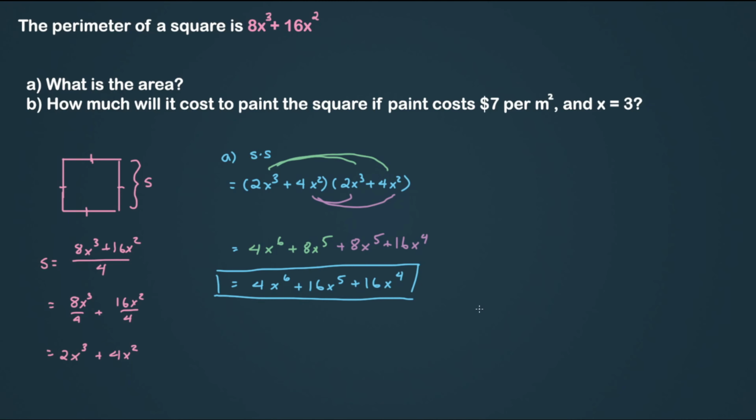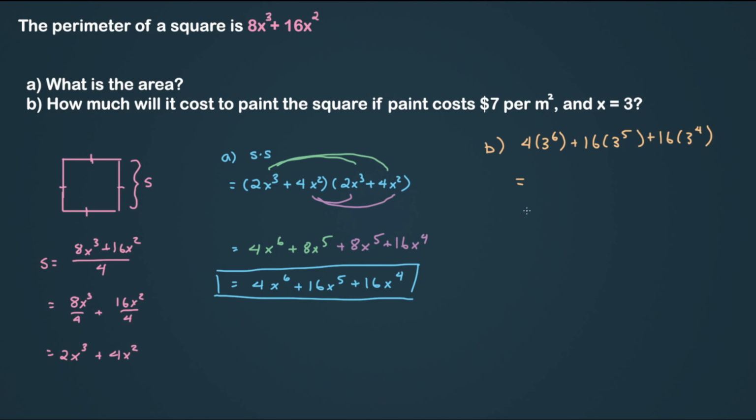Okay? Now, for B, we know that the cost of the paint is $7 per meter squared, and we have x is equal to 3. So first things first, we want to find the numerical value of the area. Okay, so we have to take that x equals 3 and replace all these x's here in my polynomial with 3's. So that's going to give me 4 times 3 to the 6 plus 16 times 3 to the 5 plus 16 times 3 to the 4.